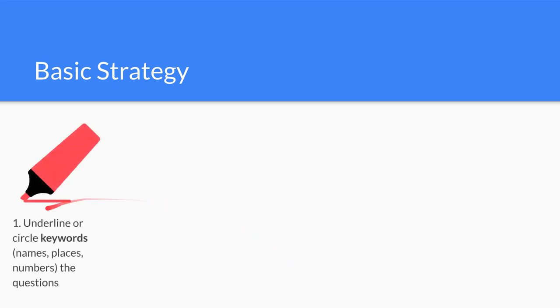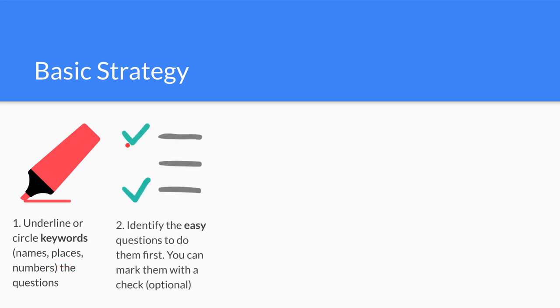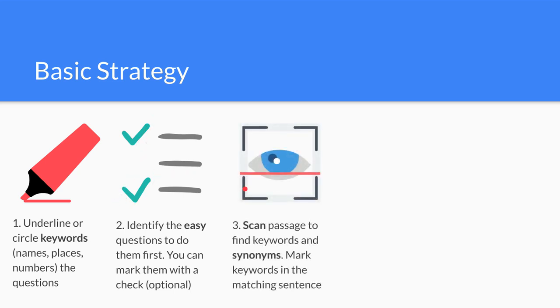Now let's go over our basic strategy. So when you get this type of question on your exam, the first thing that you're going to do is underline the keywords in your question. Keywords are words that are proper nouns, names, places, numbers, and so on. Next, you can put a check mark next to the easy questions if it helps you. The third thing that you're going to do is scan the passage to find the keywords and the synonyms.